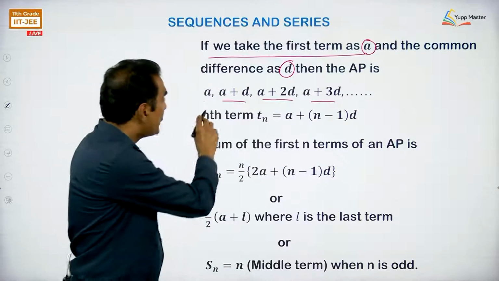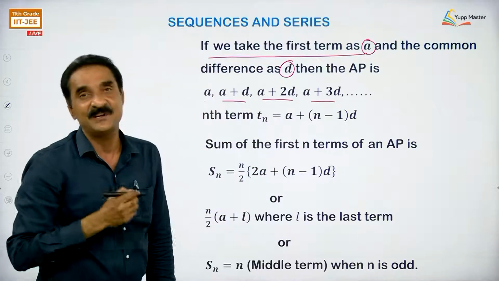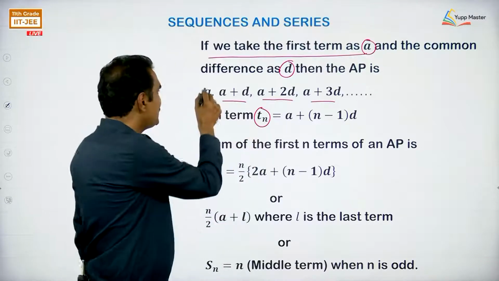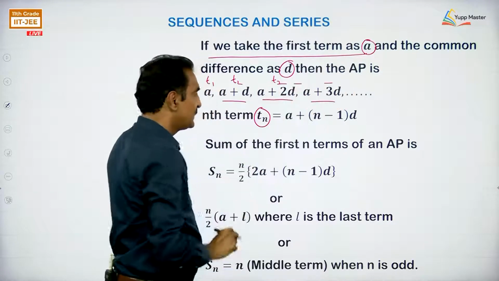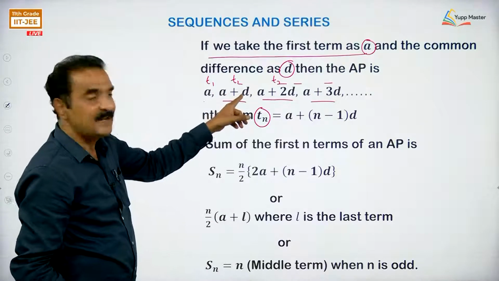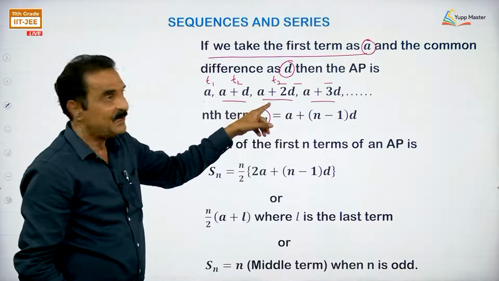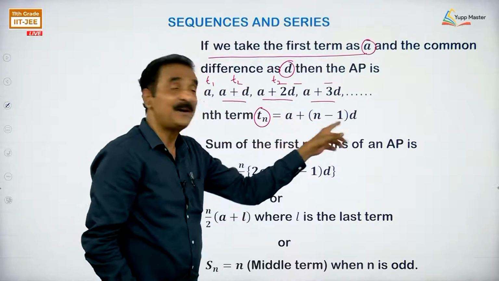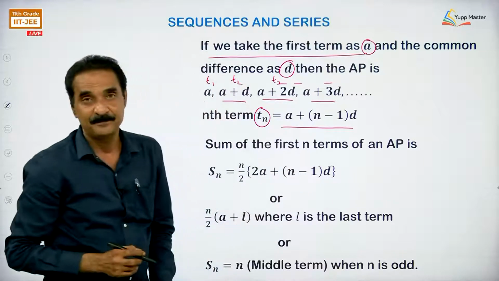Now by observing the pattern followed by the terms, you can write the nth term. Nth term is denoted by Tn. That means this is T1, this is T2, T3 and so on. If you observe the pattern, in the second term there is 1d added to a. In the third term there are 2 ds added to a. In the fourth term 3 ds are added to a. So in the nth term we have to add n minus 1 ds to a. So this is the formula for the nth term of an AP.